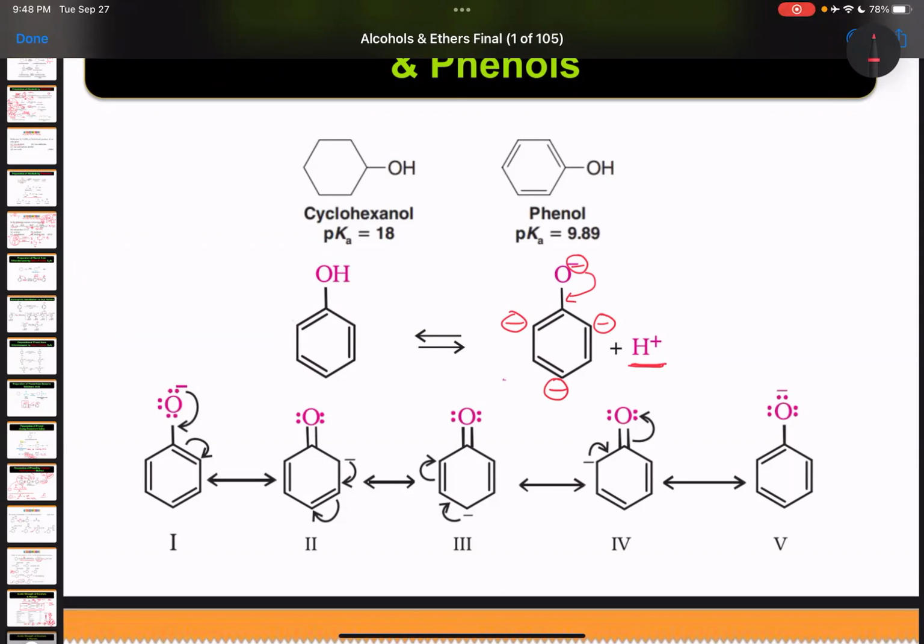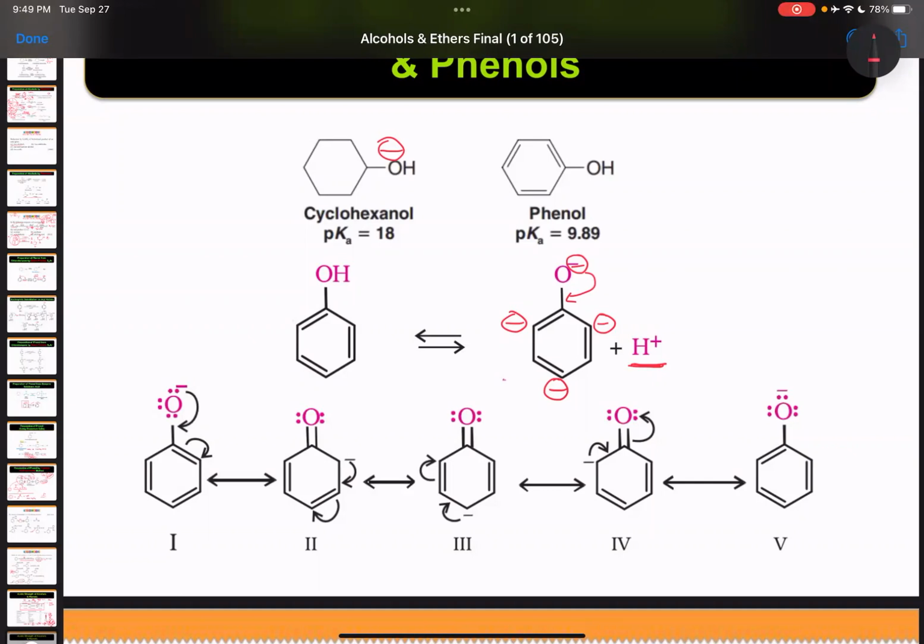But in the case of cyclohexanol, there is no double bond. If the H plus is removed, O minus forms. If O minus forms, it is going to stay O minus. That's it. And if it remains O minus, it is going to become more unstable. And if it becomes more unstable, it will not release its H plus. So cyclohexanol is actually less acidic. I hope it is clear.